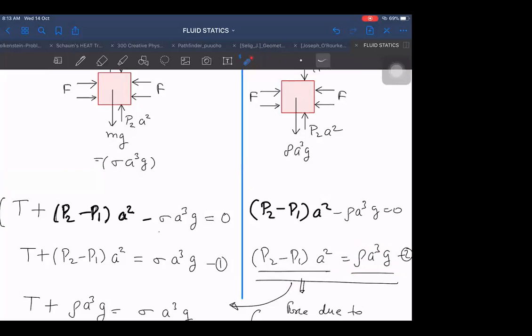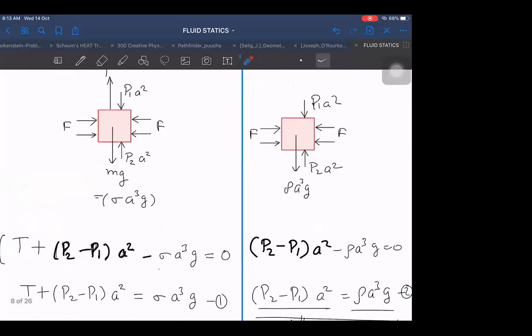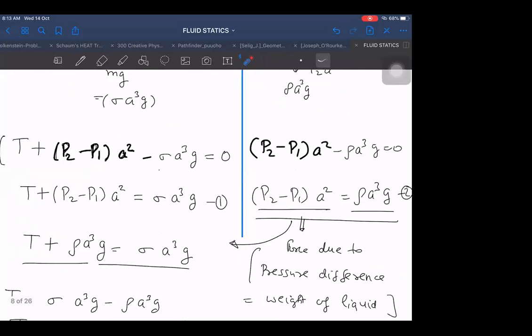In this case, P2 and P1 were unknown. Everything was unknown: P2, P1, T and sigma were all unknown. So it is a diagram full of unknowns. It is not a useful diagram for me. But when I draw the diagram for the identical liquid portion here, then things became so easy for me. Just one unknown, and I got the answer quickly. Rho is known, and this tension, sir, yes.